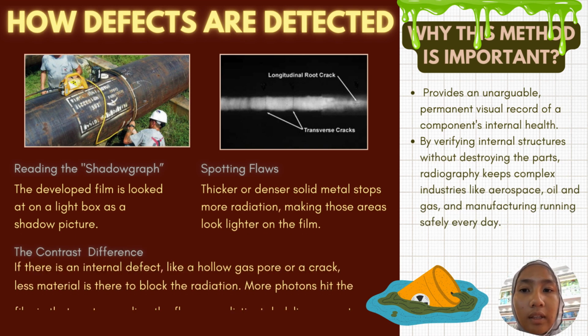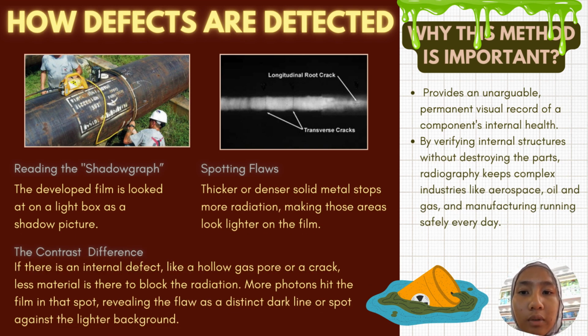How are the defects detected? First, by reading the shadowgraph, the developed film is looked at on a light box as a shadow picture. Second one is spotting flaws. Thicker or denser solid metal stops more radiation, making those areas look lighter on the film. And then, lastly, the contrast difference. If there is an internal defect, like a hollow gas pore or a crack, less material is there to block the radiation. So, more photons hit the film in that spot, revealing the flaw as a distinct dark line or spot against the lighter background.